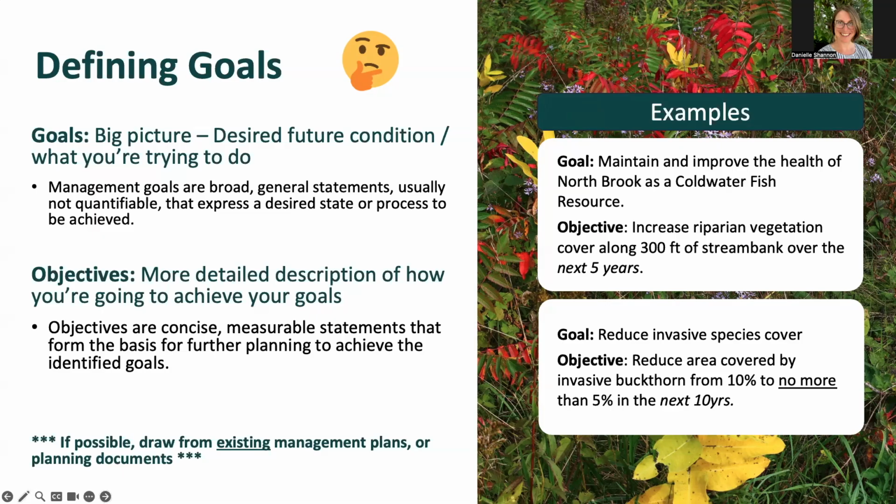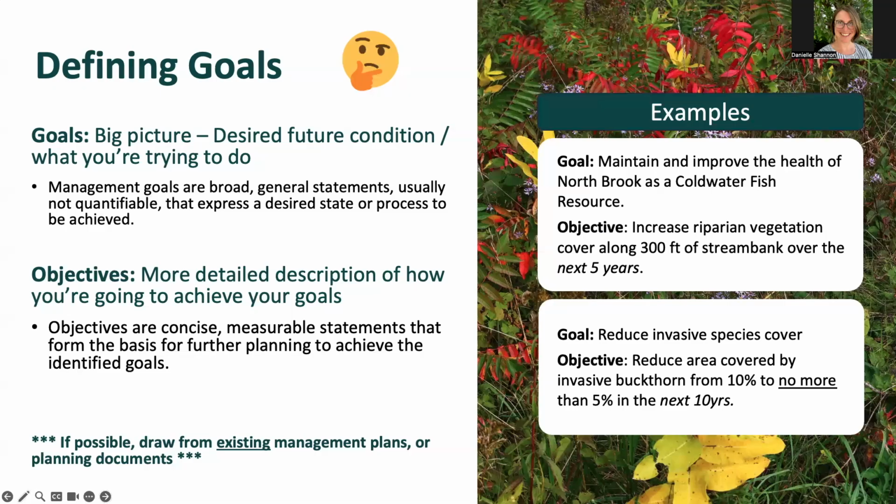Management goals are broad, general statements and are usually not quantifiable. They express a desired state or process to be achieved and may include desired future ecosystem conditions, habitat characteristics, forest products, or other services. Goals are often not attainable in the short term, and they provide the vision and context for more specific objectives. So, if goals are the big picture or what you're trying to achieve, then objectives are the precise steps to be taken to achieve those goals.